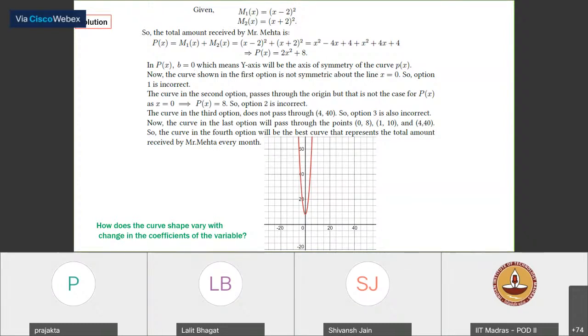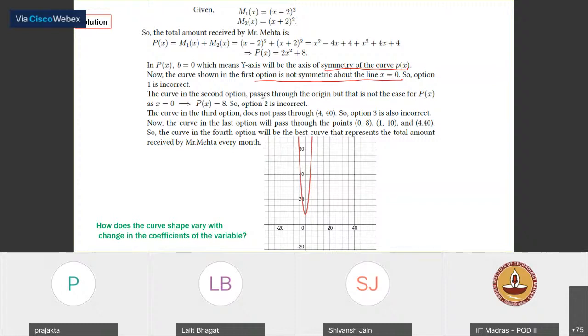So b equals 0 means that the y-axis is the axis of symmetry of the curve. As we were discussing, the first option is not symmetric about the line x equals 0. So the first option is incorrect. Actually, Bhavani, the third option is not correct. The fourth option is correct.